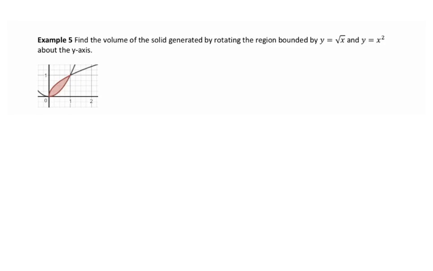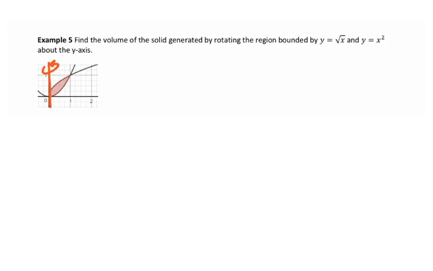Okay, so example 5 is our first example where we are going to be drawing horizontal slices because they want us to rotate it about the y-axis. So we have a vertical axis of rotation. So when we draw our perpendicular slices, they're going to be horizontal.